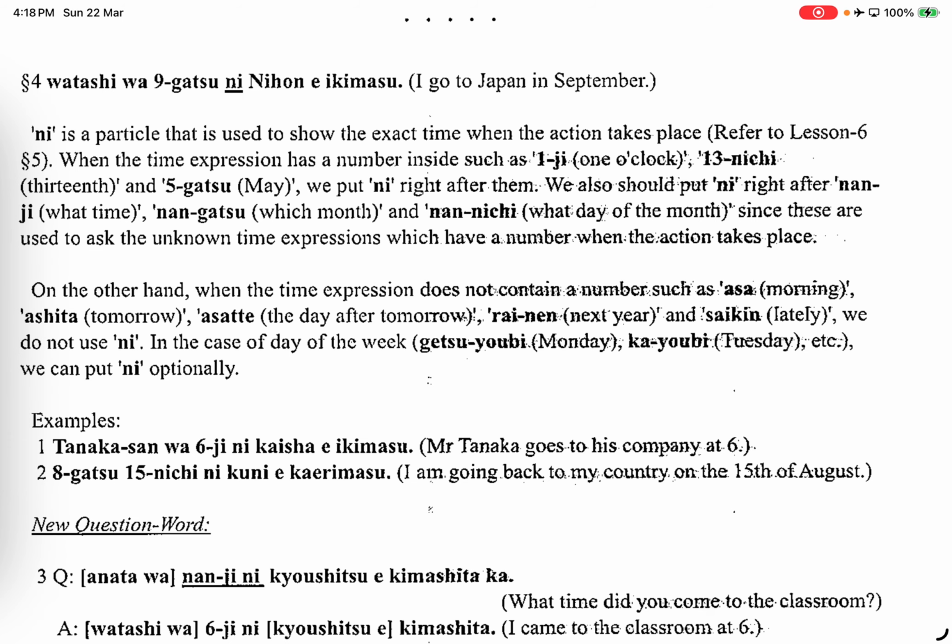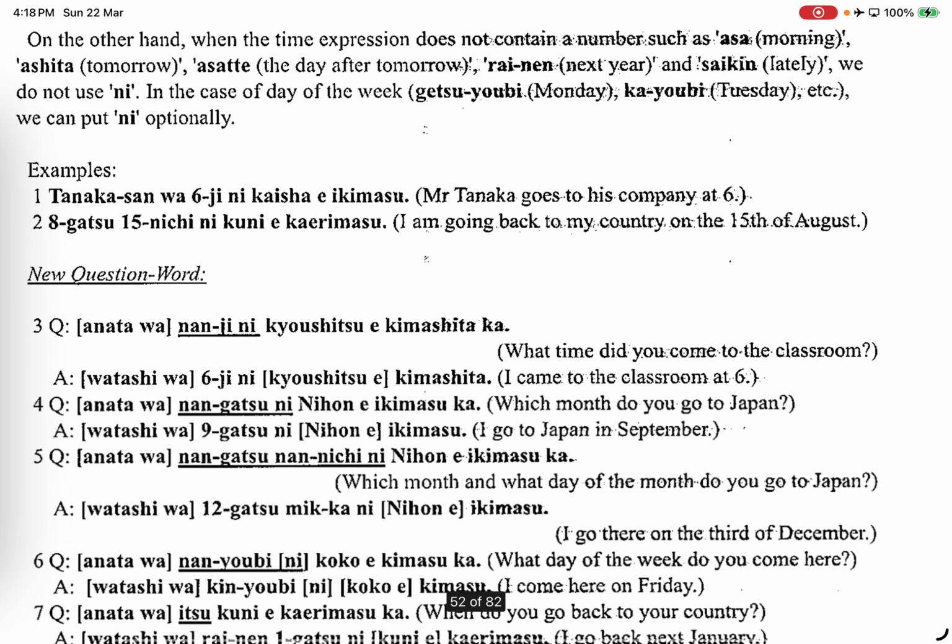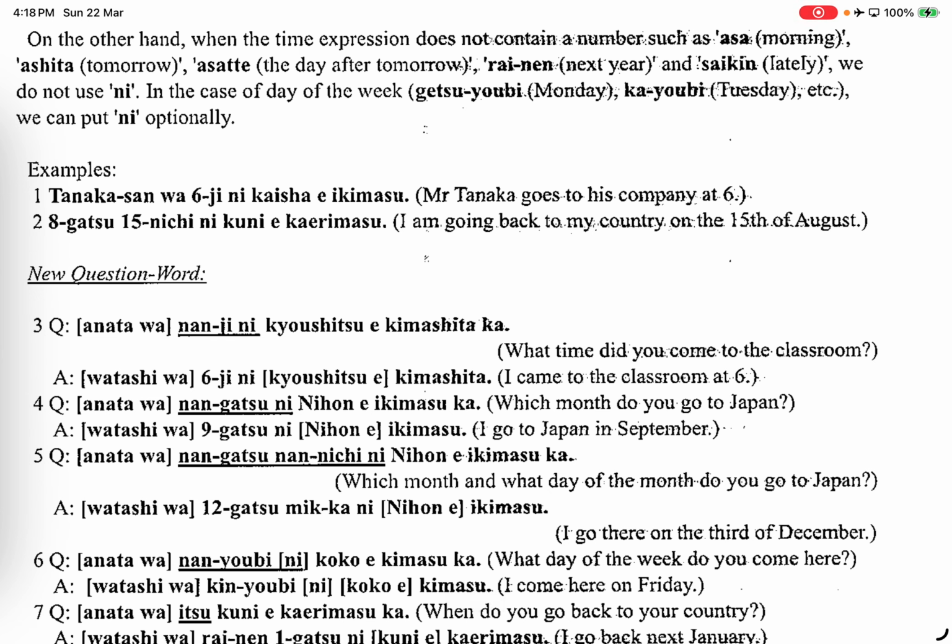Right? To give you an example, let's look at example number 2. 8月15日に国へ帰ります. So, in this case, it's no longer during, it is not in, it is not at. So this will become on. So, country, 国へ帰ります. Country, go back. So, go back to country on 15 August. Right, so now the meaning has an on meaning. But it still retains the same meaning. It's just basically you are specifying a specific time that you are doing this action.